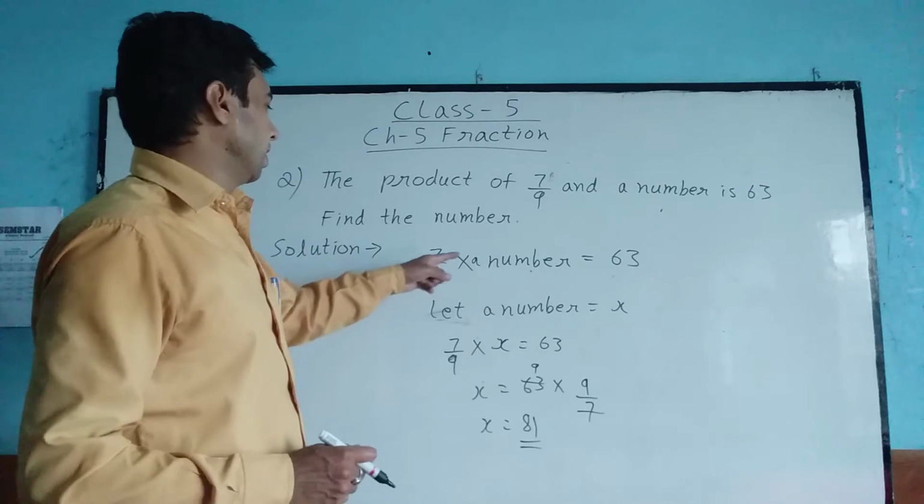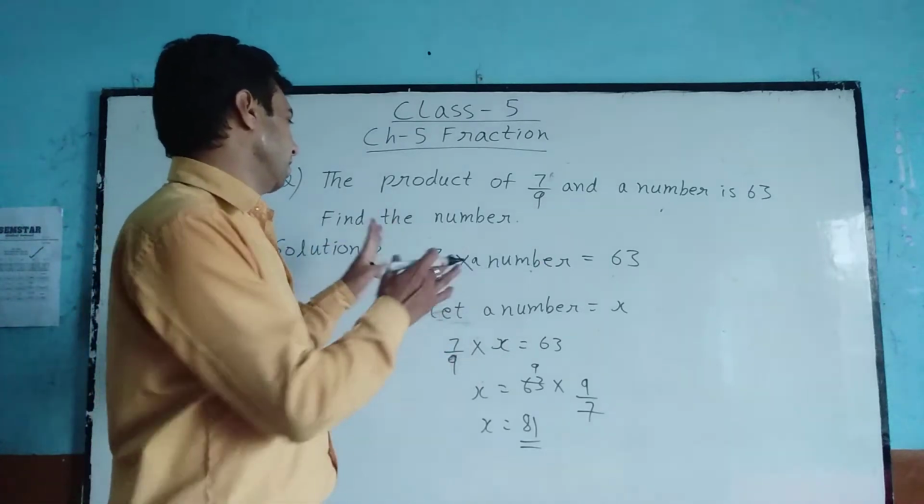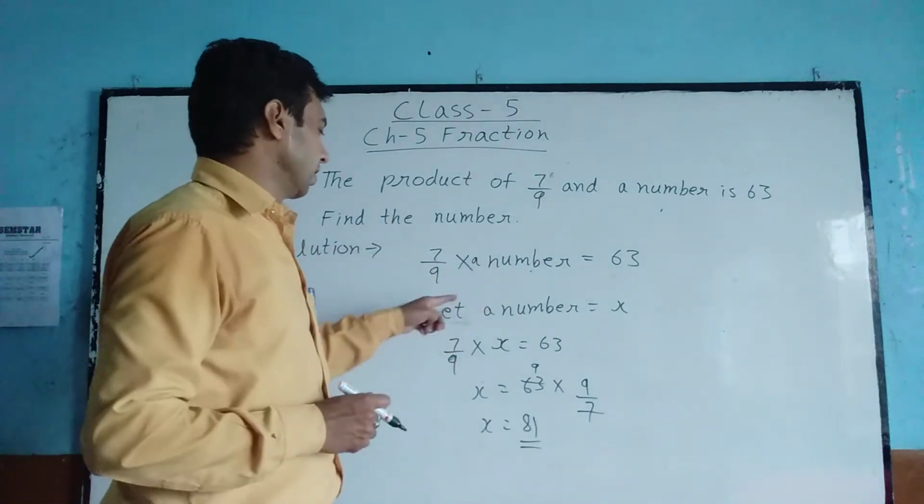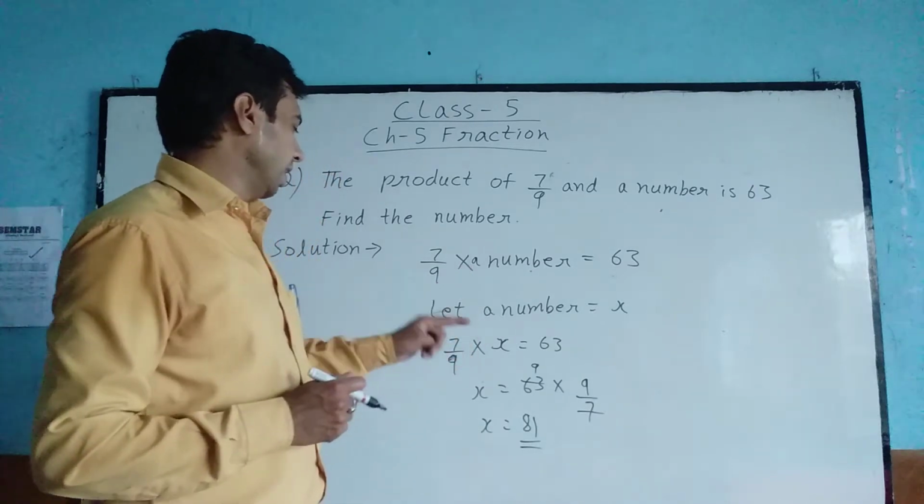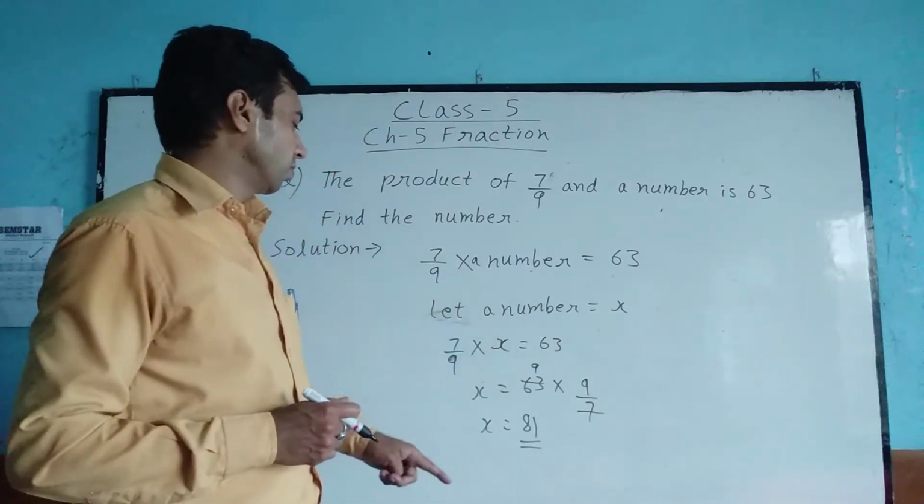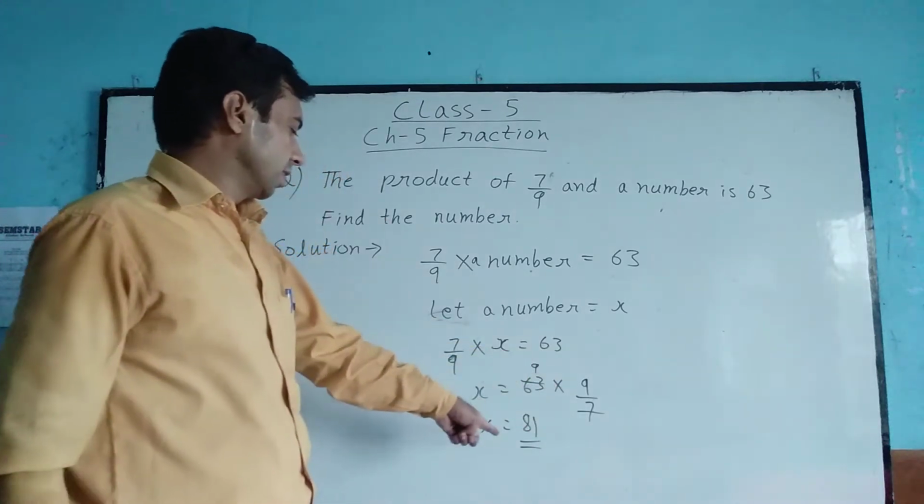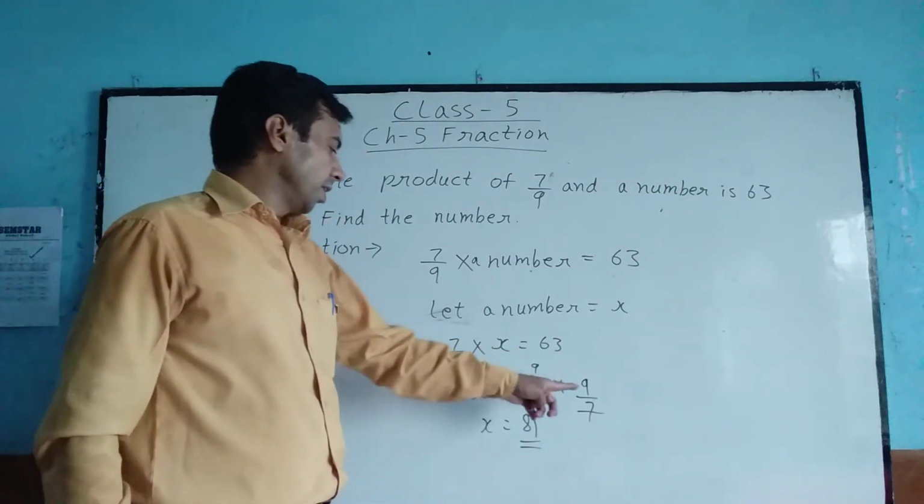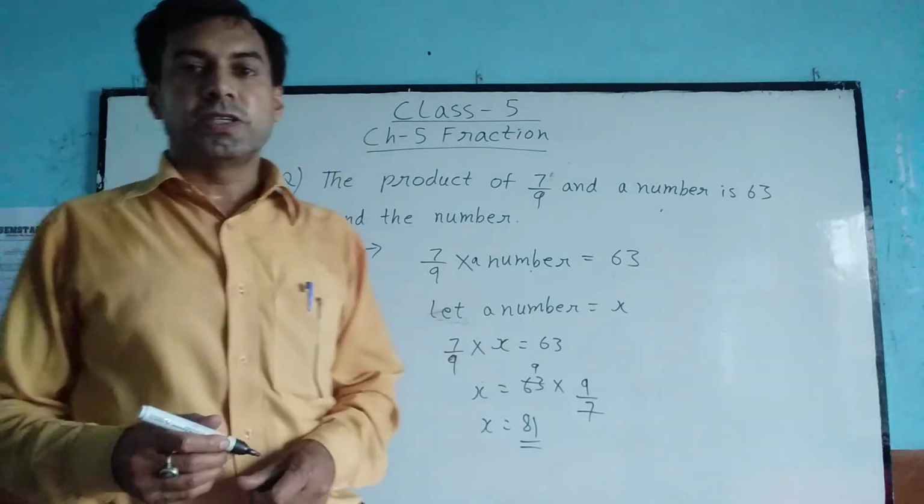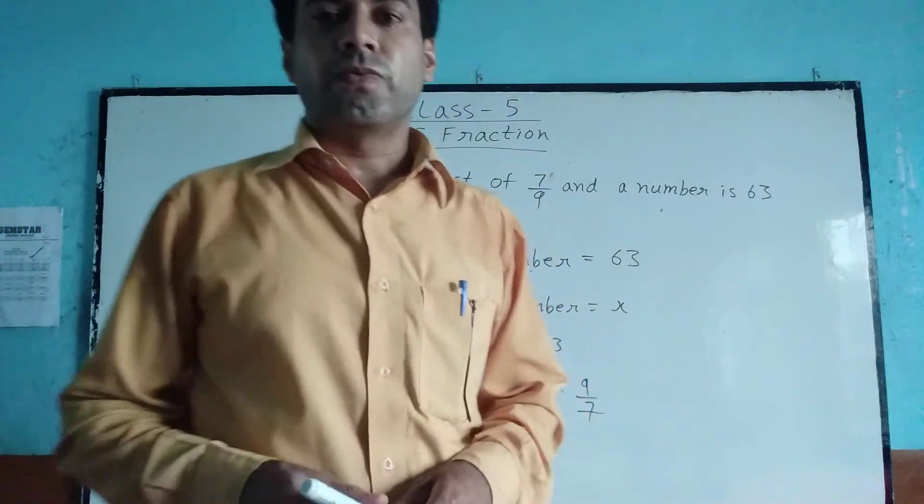So 7 by 9 into a number is equal to 63. In the question it is given like this. Let a number be x. 7 by 9 into x is equal to 63. x is equal to 63 into 9 by 7. 7 9s are 63. We have reduced. Now 9 multiply 9, 81. x is equal to 81.